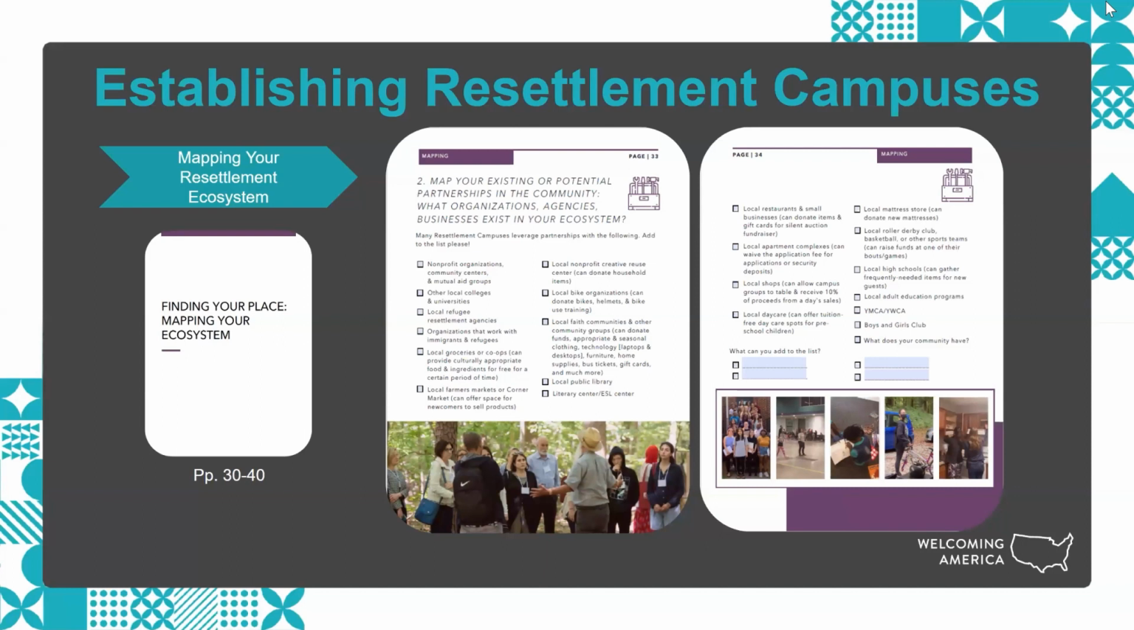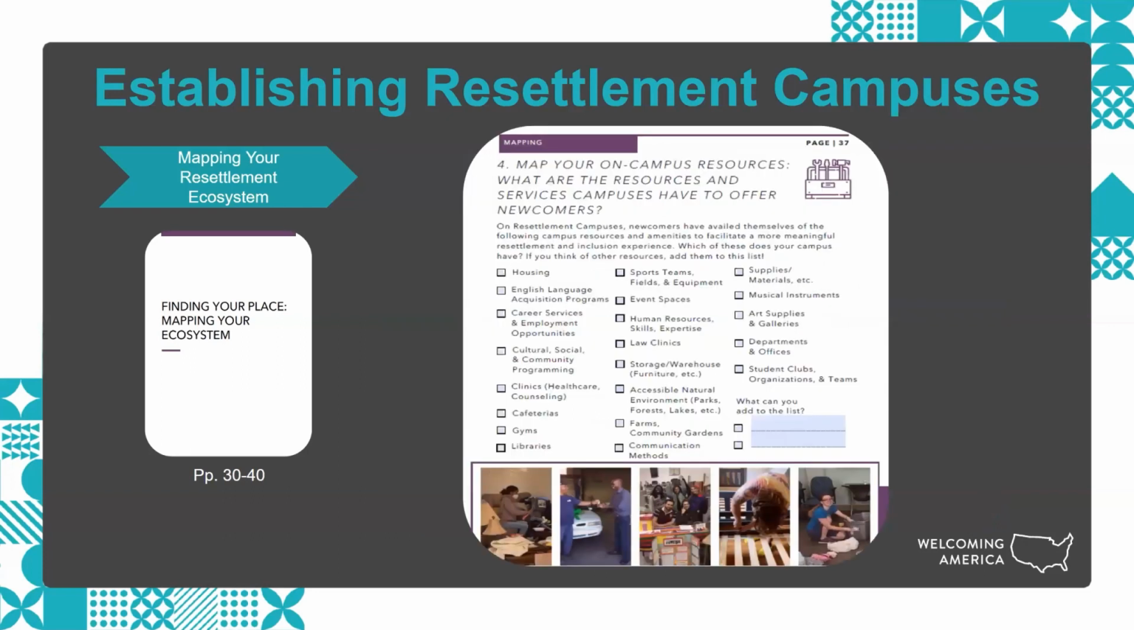we also have a toolkit for mapping existing or potential partnerships in the community with organizations, agencies, and businesses. Next slide, Christian. And then another mapping tool is around mapping campus resources and what are some of the resources and services that campuses or universities have to offer newcomers on their campus.